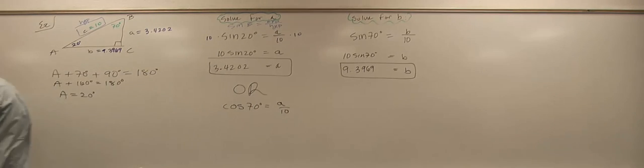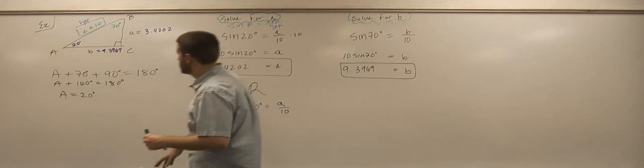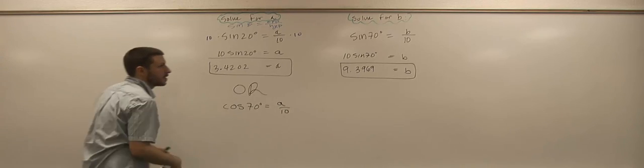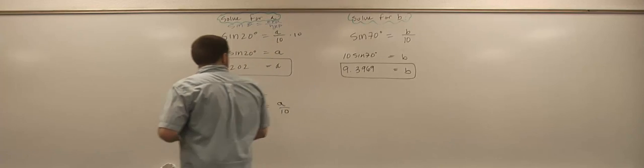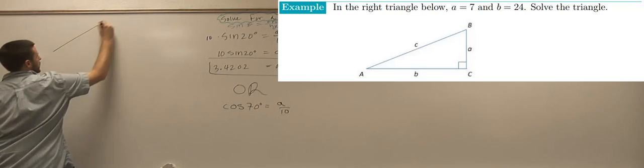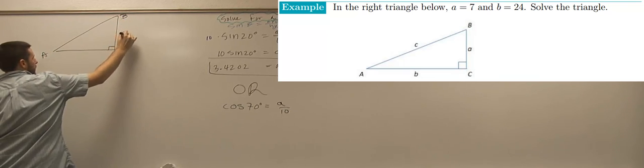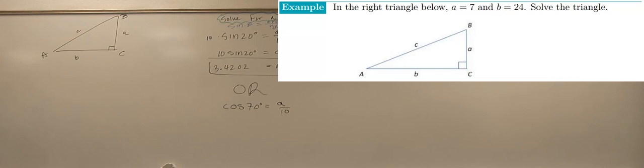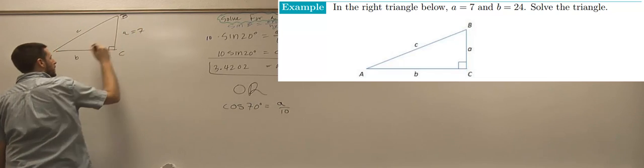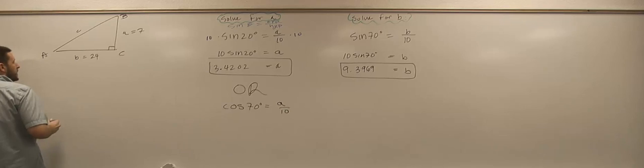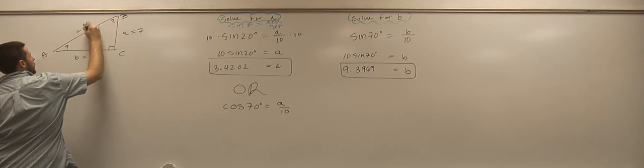The only thing slightly new here, just slightly, is in this next example. So let's look at this guy. Now I give you a right triangle, but in this case I give you little a and little b. Right, so A, B, C, little a, little b, c. I tell you little a is 7, little b is 24, find the rest. So I need to know this angle, and this hypotenuse.